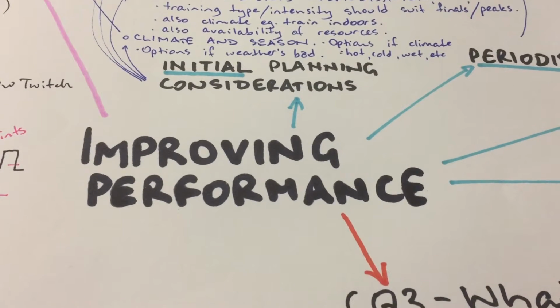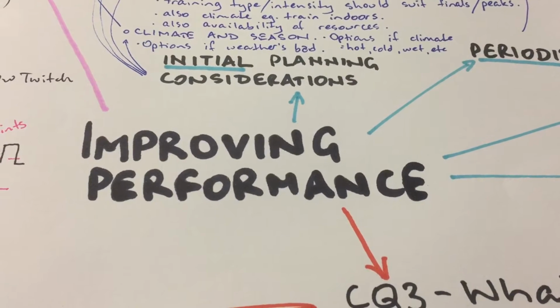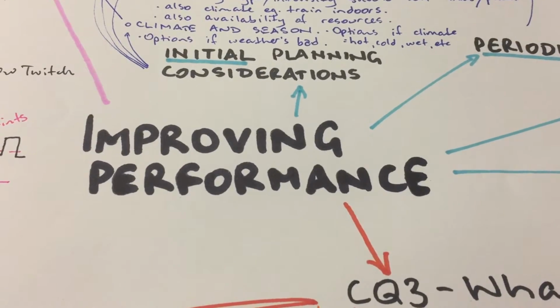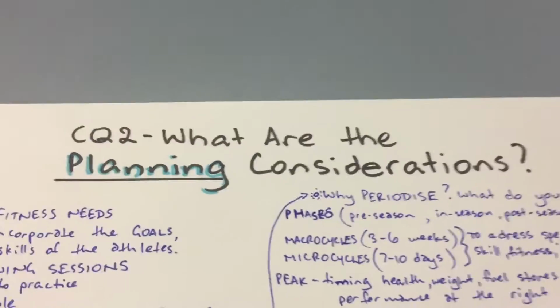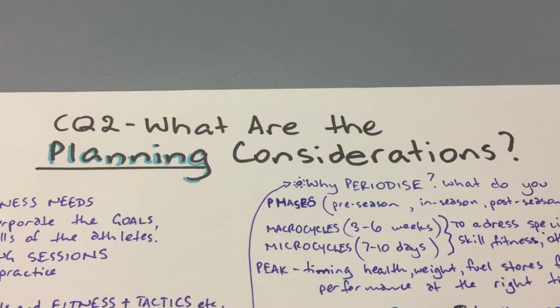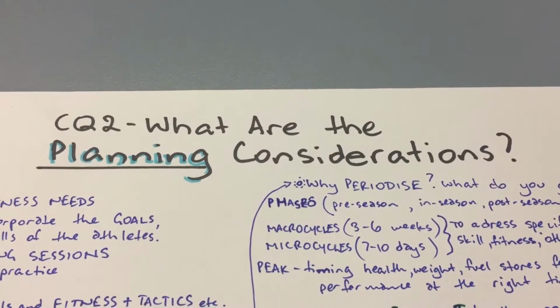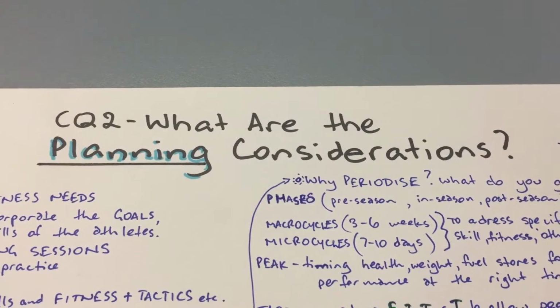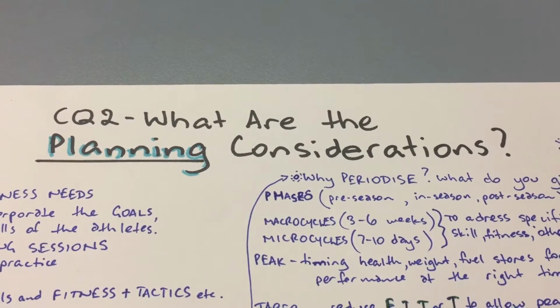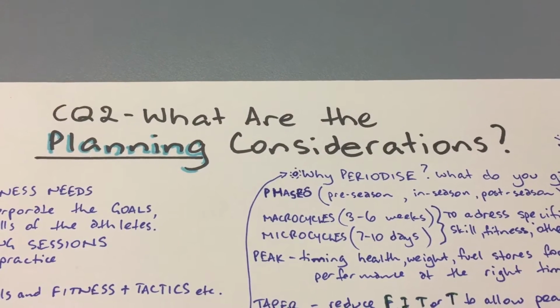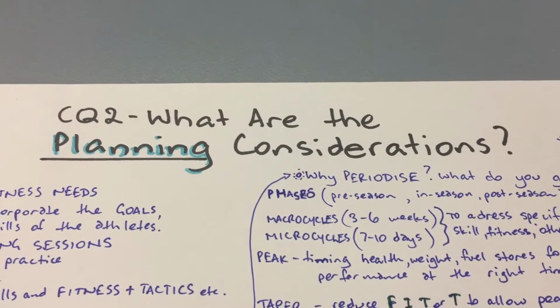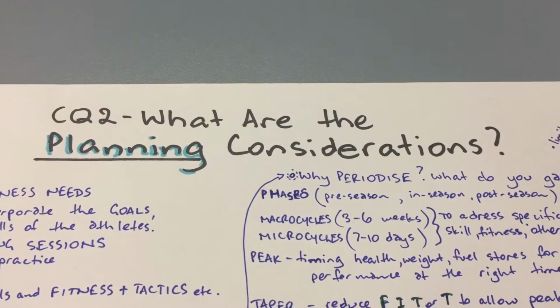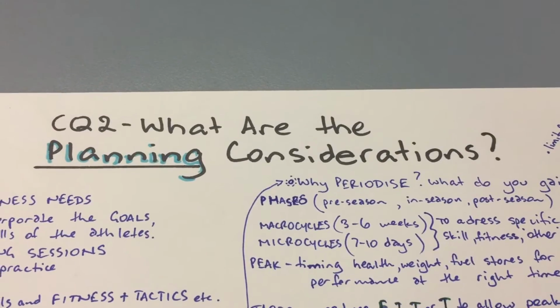This is the second of what I think will be 4 videos, just revising improving performance. And this is going to deal with what are the planning considerations for improving performance. So what does the coach or the manager need to consider when they are planning to train their athletes and planning for their athletes' performance? What do they need to consider to maximize the athlete's performance?